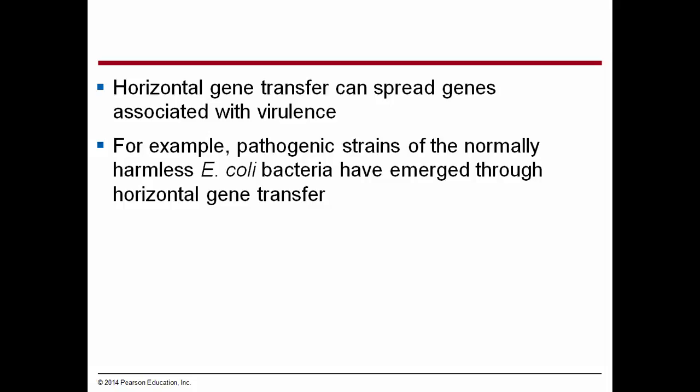For example, pathogenic strains of the normally harmless E. coli bacteria have emerged through horizontal gene transfer. So E. coli is a type of food poisoning, but it's also the same bacteria that's common in your gut on a daily basis. When it becomes pathogenic, that's when it has gene transfer that has enabled its virulence.